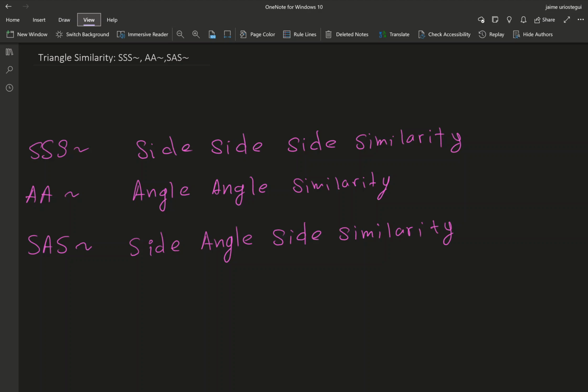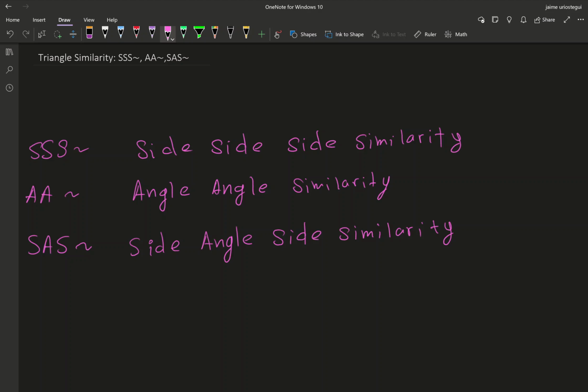Hello everyone, welcome back. Today we're going to be talking about proving that two triangles are similar. And when we do that, we're going to be using these similarity theorems here. This is how they read.